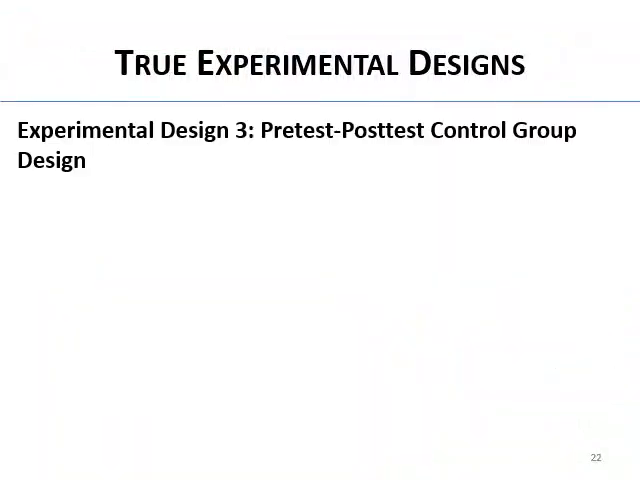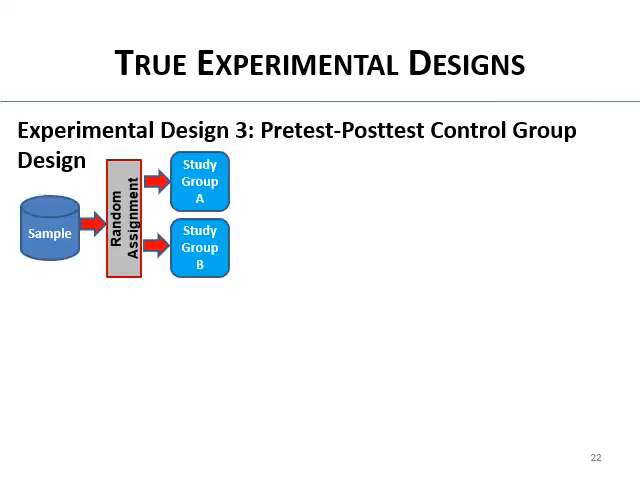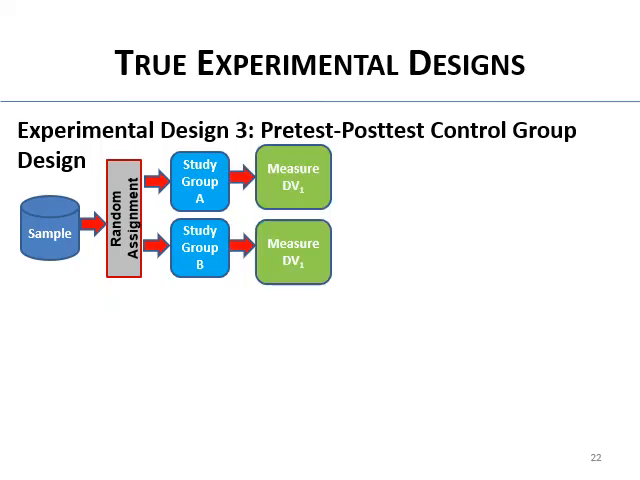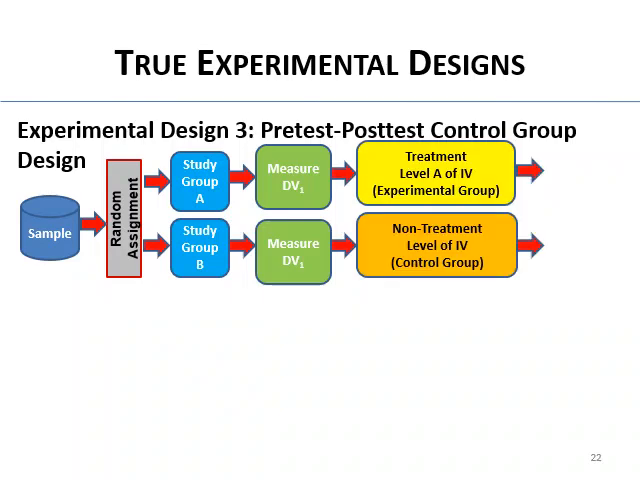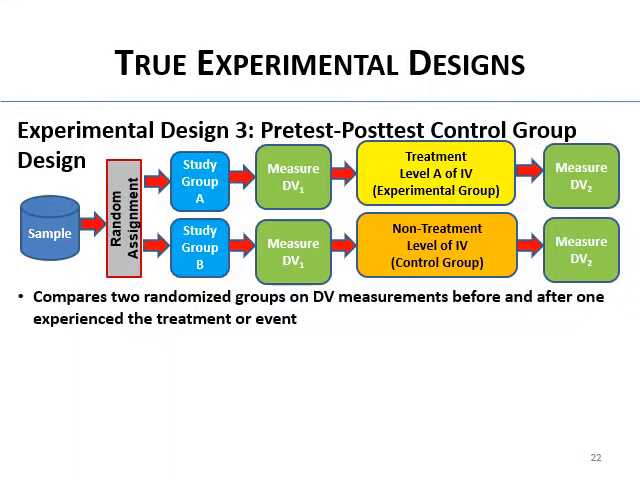So finally, our third design is the pretest-posttest control group design. Start with a sample, randomly assigned to two groups. You measure the DV before either group gets any sort of treatment. One group gets a treatment, the other group does not, and you measure them after. So you've got before and after, and you've got a true control group. This is obviously going to be a strong design.